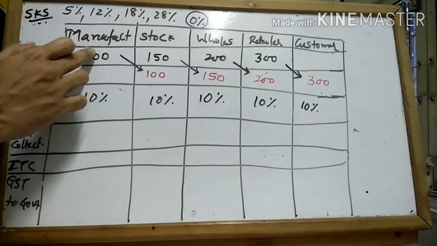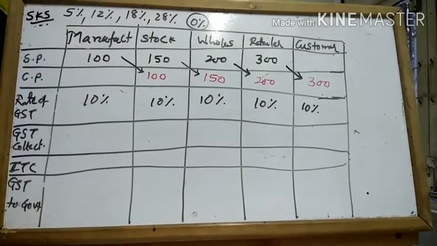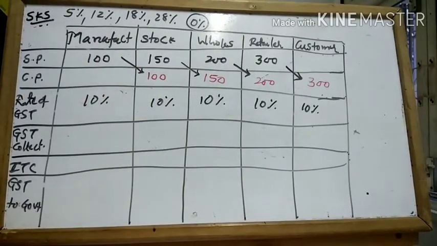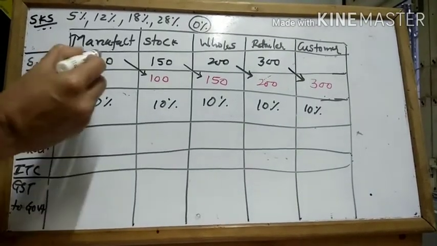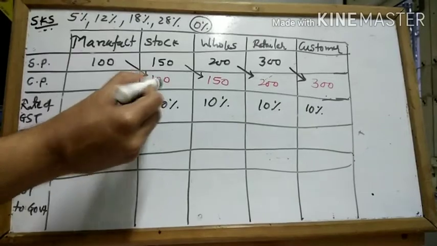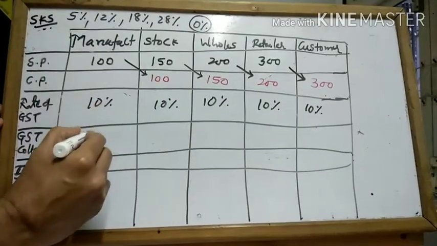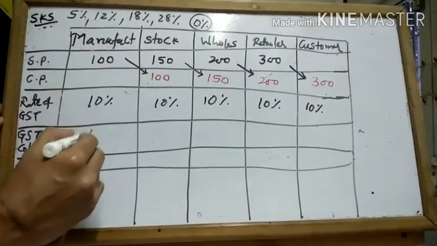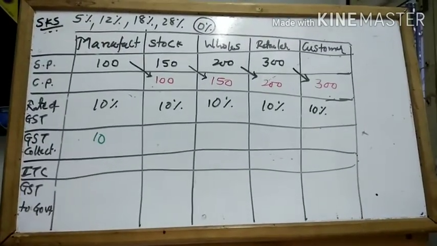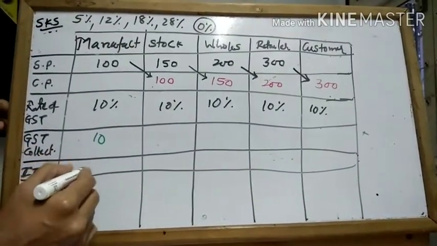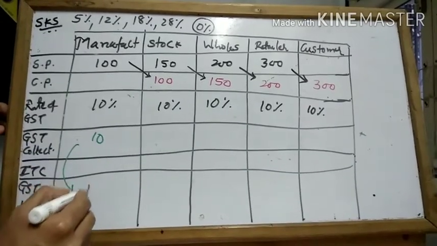Now, my dear friends, the manufacturer has sold the article at rupees 100. So what he will do, he will collect 10% on rupees 100 from the stockist. So the stockist will pay rupees 10 to the manufacturer. The manufacturer will collect rupees 10, and he will pay that rupees 10 to the government.